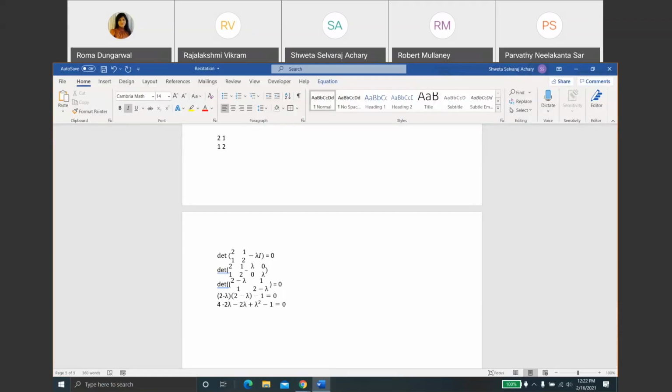Okay, so when you solve this polynomial equation, which is basically lambda square minus 4 lambda plus 3 equals to 0, you will get the value of lambda equals to 1 and lambda equals to 3. Did you understand this part till here? How we found the eigenvalues?